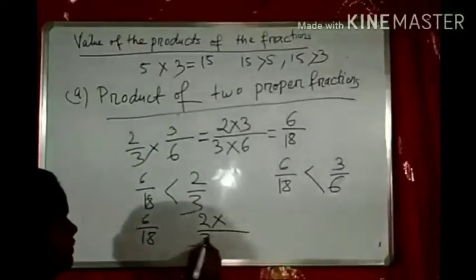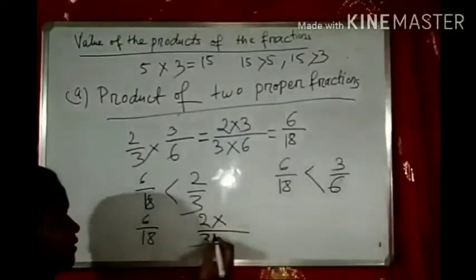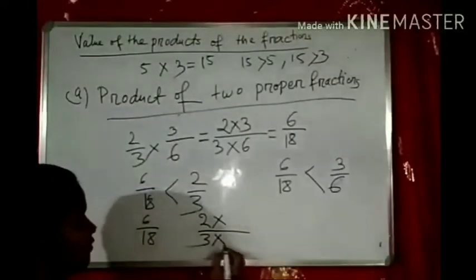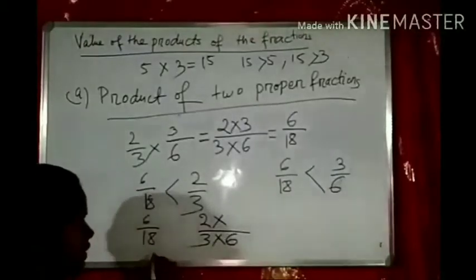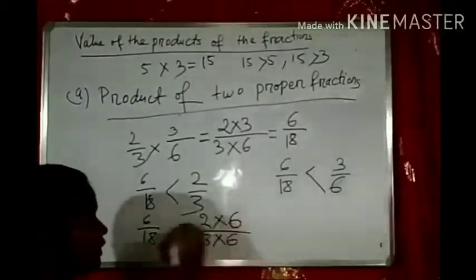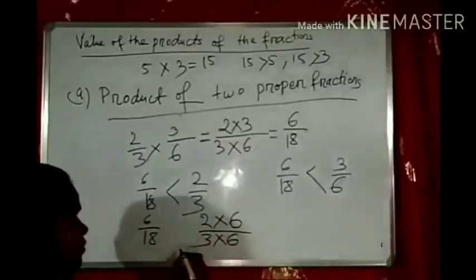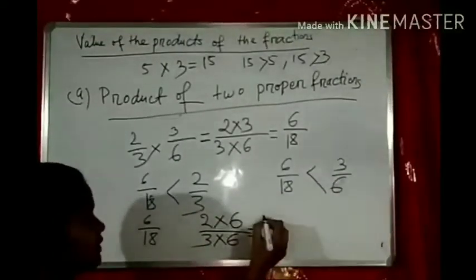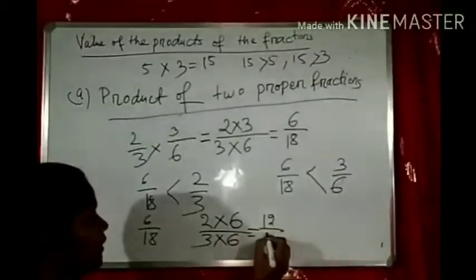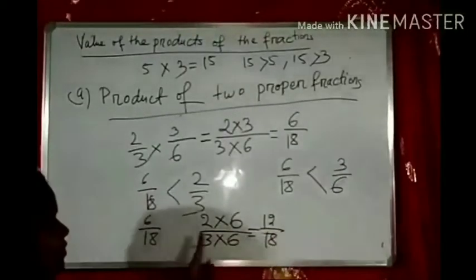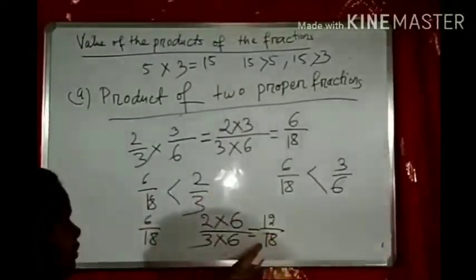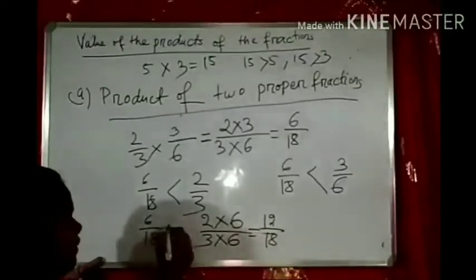So the LCM of 3 and 18 is 18. When I multiply 3 by 6, I get 18. So the numerator also I will multiply by 6. So what will I get? 2 sixes are 12 by 18. So 2 by 3 is 12 by 18. So which one is greater?